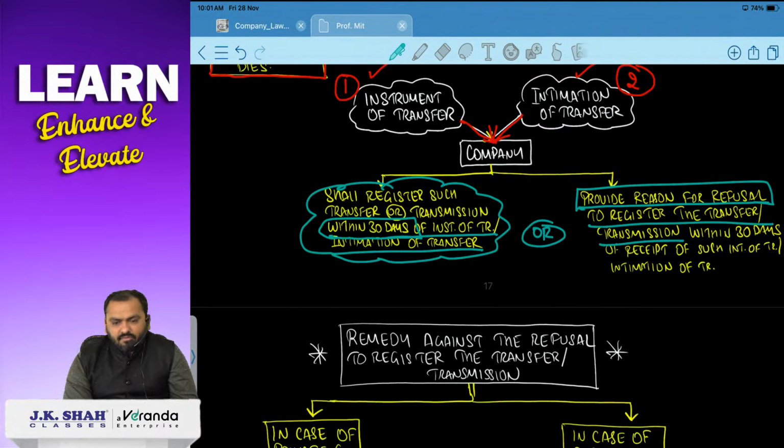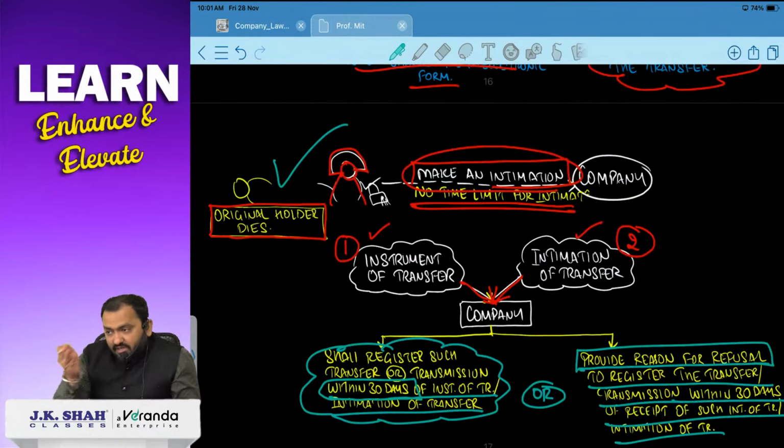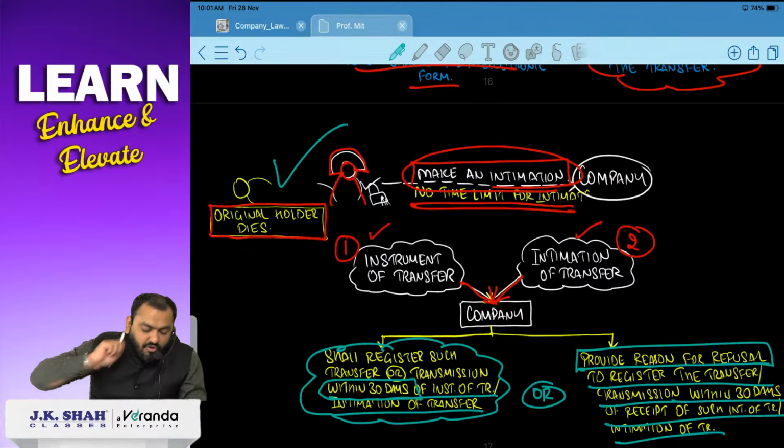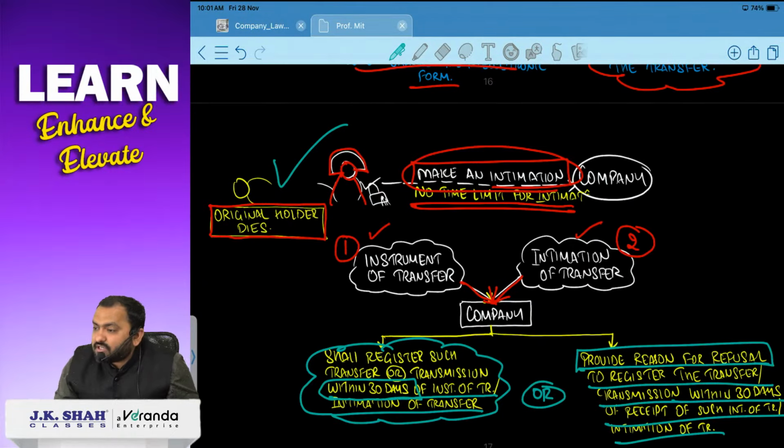Is this clear to everybody? Within 30 days. So 30 days is common. Within 30 days, either register, or provide the reason for refusal. Okay. Now what if you have given intimation of transmission or instrument of transfer to the company for registration of transfer? Now what if the company has refused to register within 30 days?